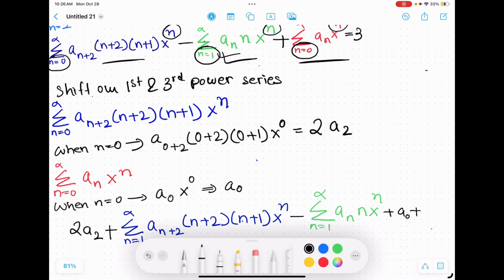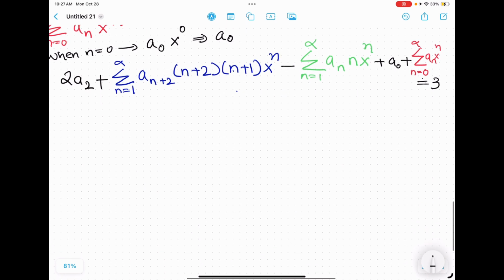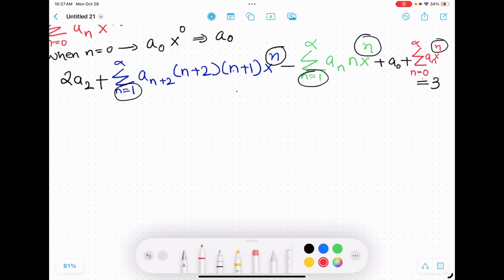And then running out of my little space over here, that's fine, I guess. That just equals 3. Okay. So I can see that I have successfully performed my second and third steps, which was making sure that the powers of x are the same, that is n, and my starting index is also the same. Oh, I should have written over here as 1. Sorry about that. Okay. So now it also starts from 1.